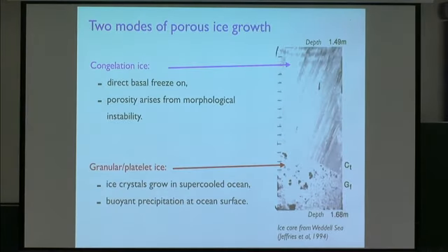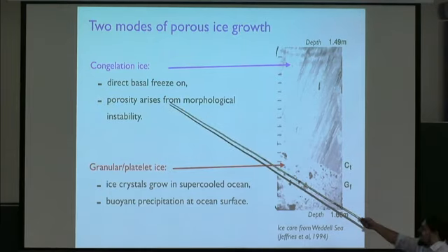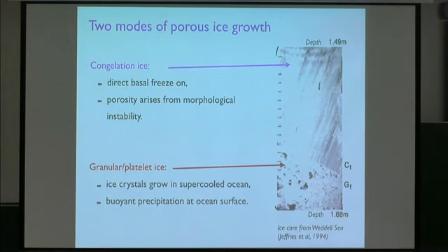Before getting there, you might wonder, how do you get this porous microstructure in the first place? There are 2 primary modes of ice growth. One I'm referring to here as the growth of so-called congelation ice. So this is basically taking some existing ice cover at the top of the ocean, and you continue to freeze onto it. So you might imagine a layer of solid starting to grow downwards. It turns out when you freeze into salty seawater, you tend to get a morphological instability, and you start to pick out a porous microstructure.